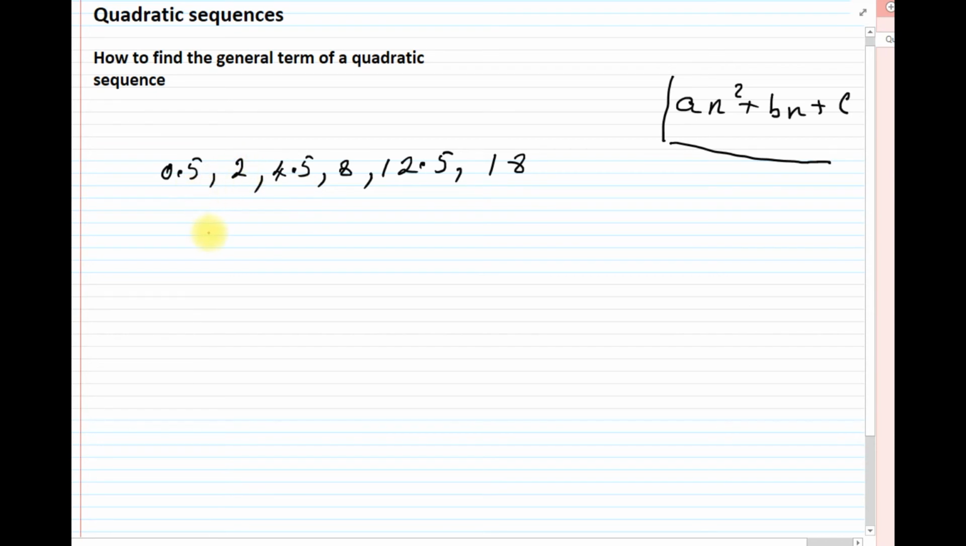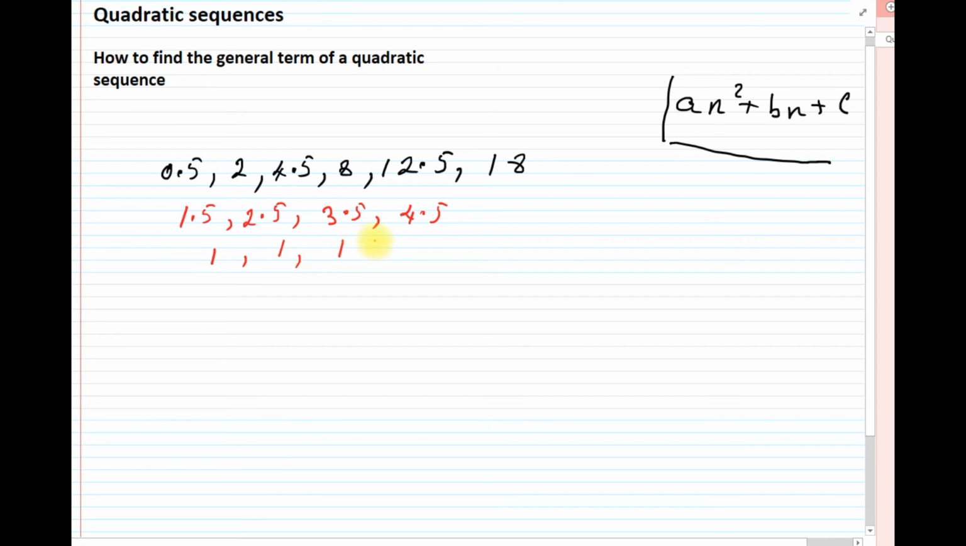So the first differences here will be 1.5. 4.5 minus 2 is 2.5. 8.5 minus 4.5 is 3.5. And 12.5 minus 8 is 4.5. So these are the first differences. The second differences will be 1.5 and 2.5. This will be 1, 1. So the second differences are 1.